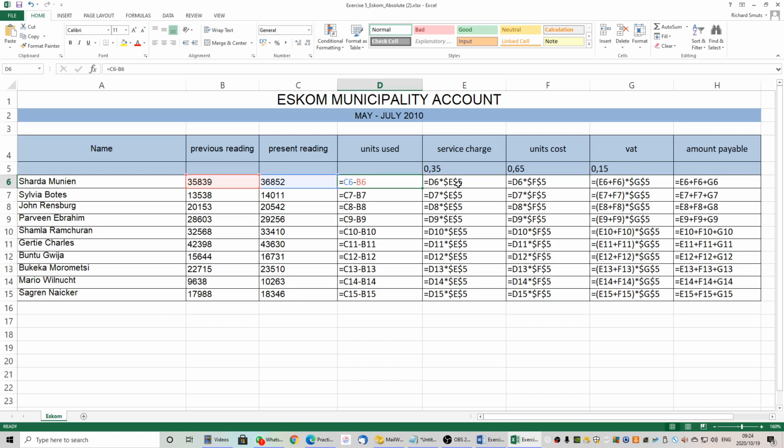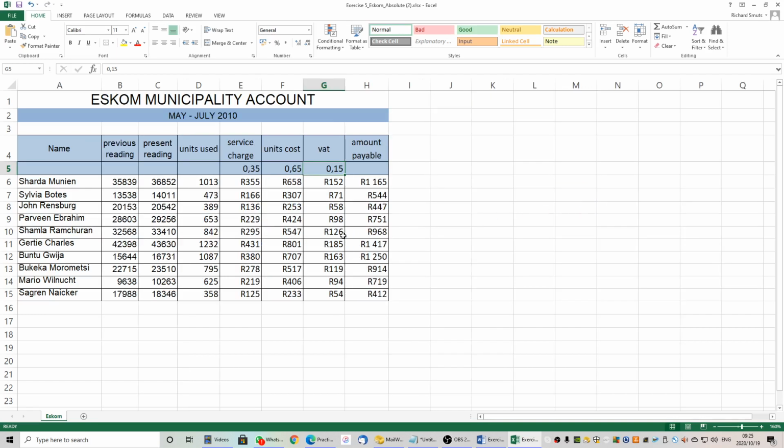The service charges, when we use the dollar sign, if you have a look here, the E5 is not changing. So that is no longer relative, it is absolute on the 0.35. This is absolute on the 0.65, and this is absolute on the 0.15. There we go. There is our completed spreadsheet, and that is the end of lesson 5.